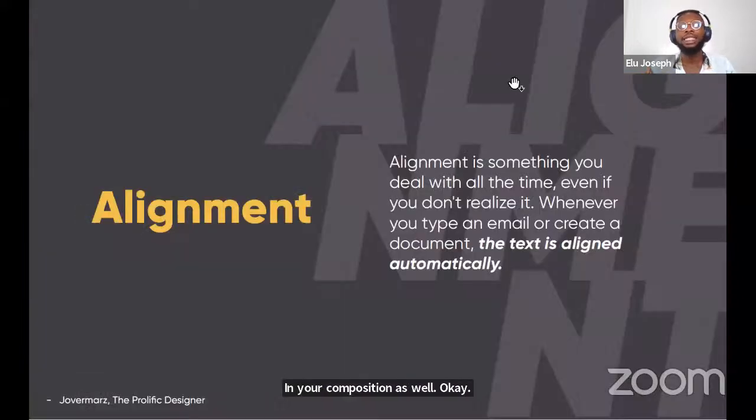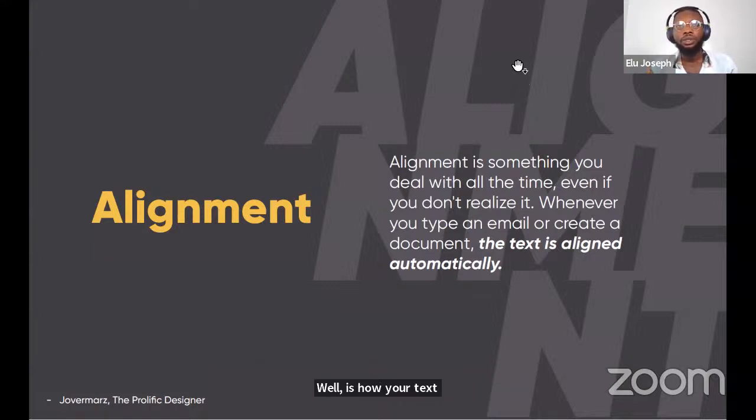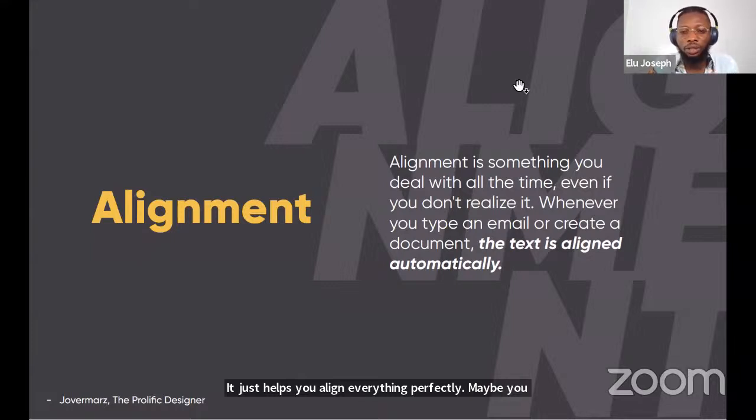Now, the next one is alignment. Somebody was explaining alignment the first day, where he talked about alignment being how your texts are aligned, your images are aligned, your elements are aligned. It just helps you align everything perfectly. Maybe you're aligning everything to the left or to the right or to the bottom part of your composition.